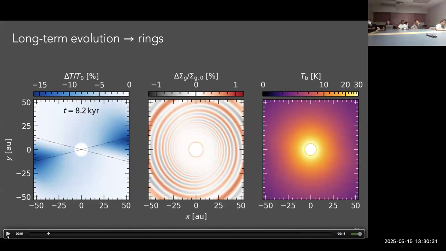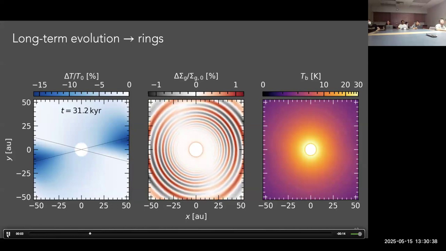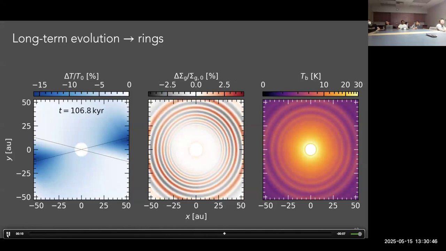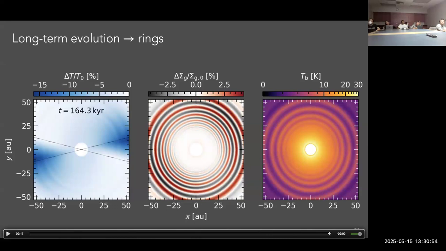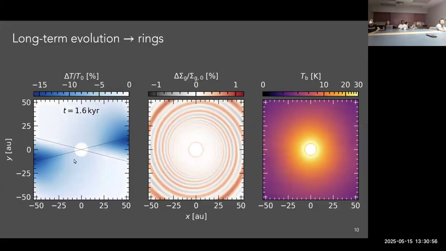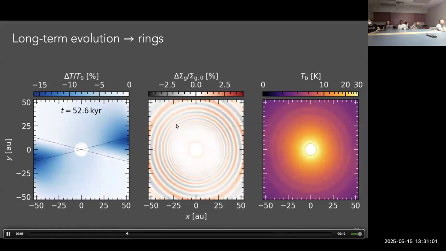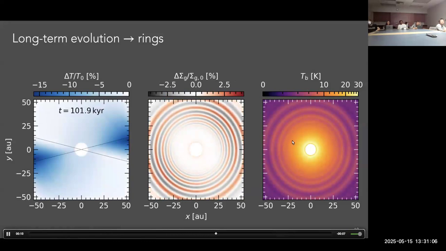So if I let this evolve, please focus on the middle panel where you see these spirals. But now these spirals over time start merging into rings. And if I extend the color bar, you see that these rings just amplify in amplitude over time. I can play this animation one more time, if it allows me. So you see that we start with spirals, the spirals start merging into rings, and the rings just become brighter and brighter over time. And you can even start making them out in the brightness temperature on the right.